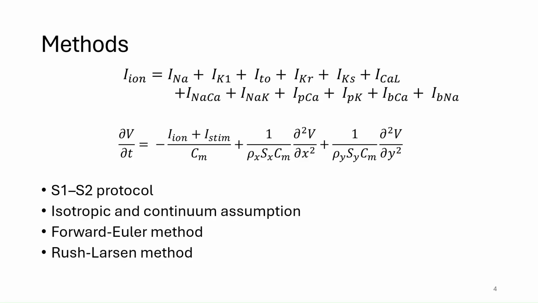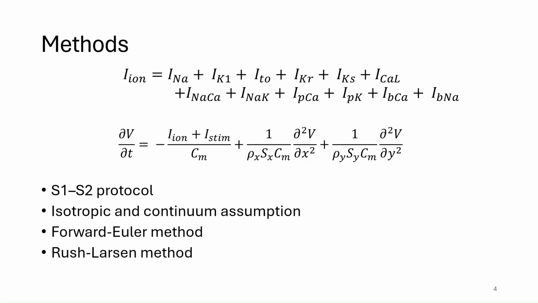So this model proposes an S1 S2 protocol. What is the S1 S2 protocol? In the S1 S2 protocol, the S1 signal is provided for a fixed number of beats at a fixed frequency, and there is one irregular beat after the last S1, which may have a different magnitude or different frequency. That's how we can study how these irregularities in the heartbeat propagate inside the heart.